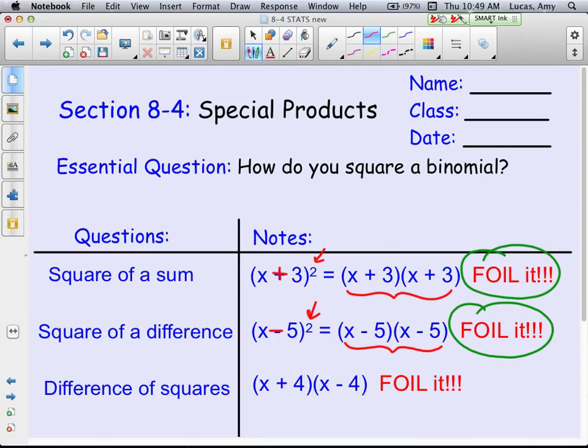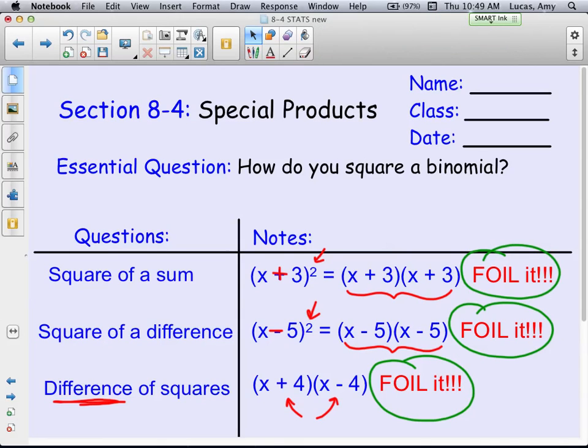Then the last one is called a difference of squares. Difference has a different meaning here. Difference here means one has a plus and one has a minus. So we're using the word difference in 2 different ways. Once we're using it because difference can be subtraction. The other we're using different as in opposite signs. So the binomials look very similar to each other. The only difference is that one has a plus and one has a minus. And then again, of course, we're going to FOIL it to figure out our answer for multiplying those together.